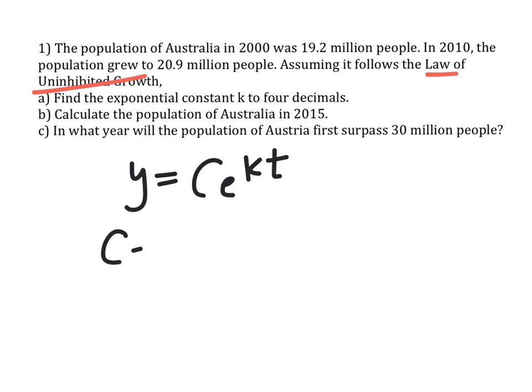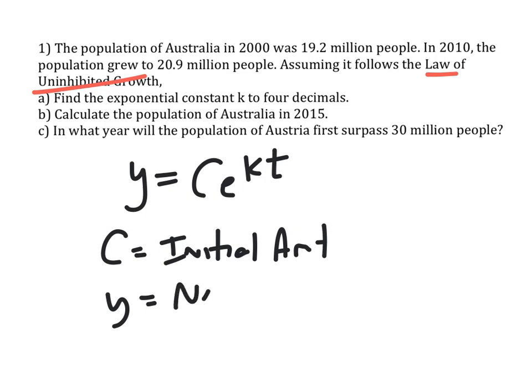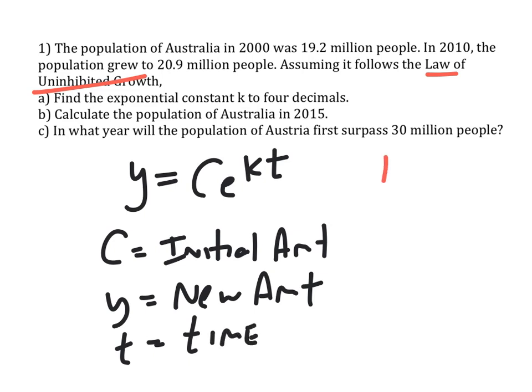C stands for the initial amount or the initial quantity. Y stands for the new amount after t time has gone by. Letter k is what we call the exponential growth constant. And the first step is always going to be to solve for letter k, and we're always going to round to 4 decimal places.